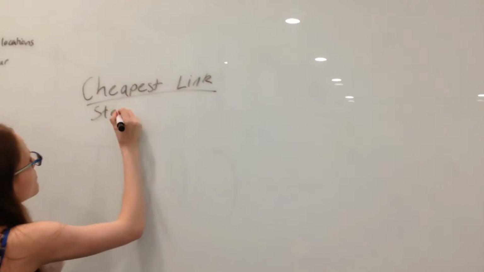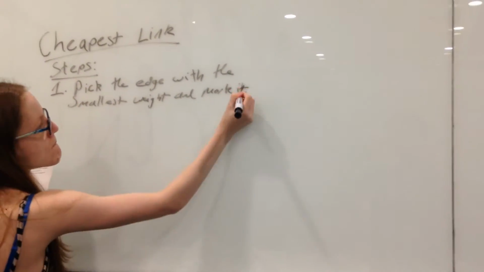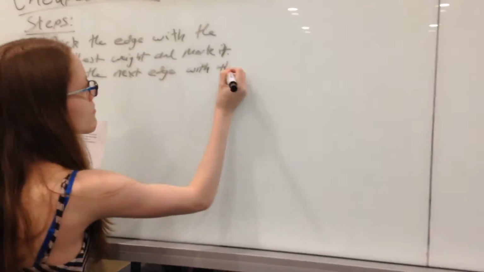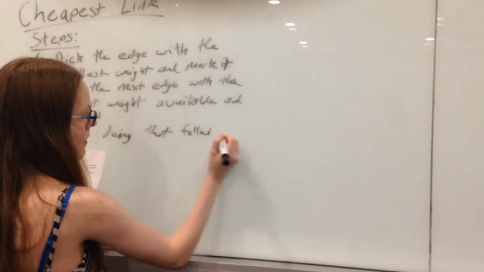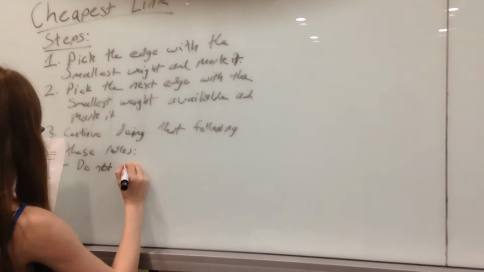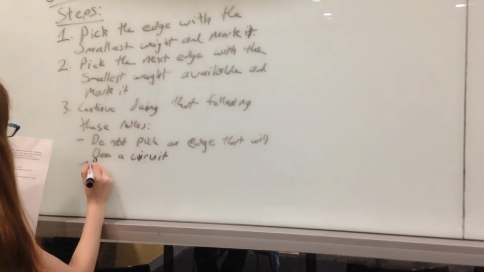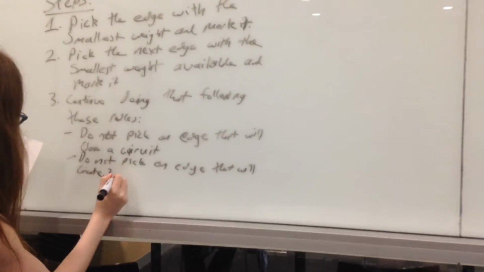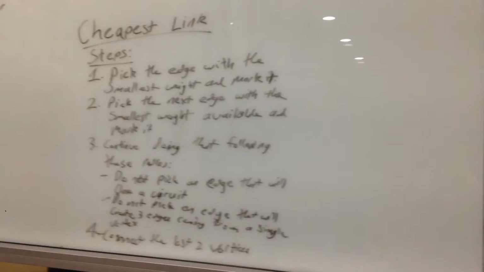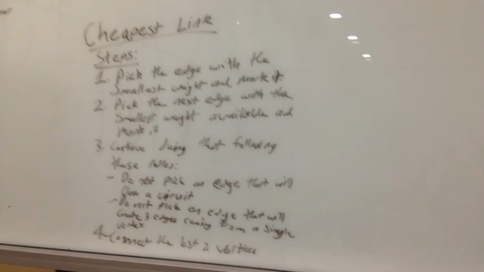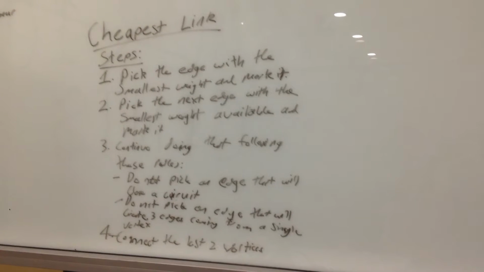Steps of the cheapest link algorithm. 1. Pick the edge with the smallest weight and mark it. 2. Pick the next edge with the smallest weight available and mark it. 3. Continue doing that following these rules. Do not pick an edge that will close the circuit. Do not pick an edge that will create 3 edges coming out from a single vertex. 4. Connect the last 2 vertices to close the circuit.